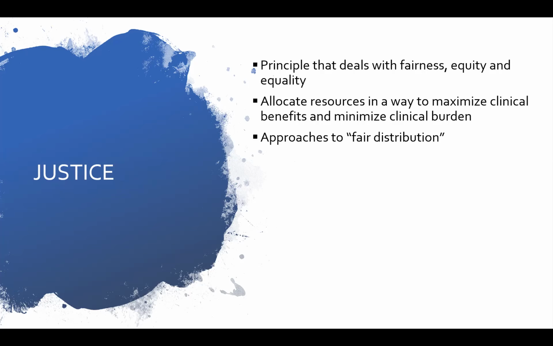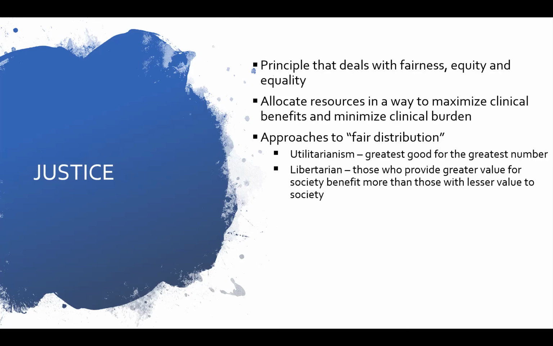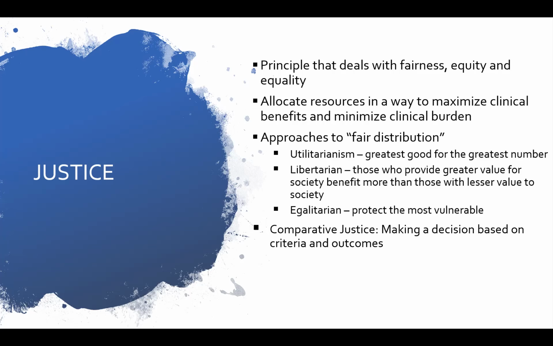Approaches to fair distribution include utilitarianism, which is the greatest good for the greatest number, which is a lot of times the way we respond to MCIs, mass casualty incidents. Libertarian, those who provide greater value for society benefit more than those with lesser value to society. Egalitarian, which protects the most vulnerable. And comparative justice, making a decision based on criteria and outcomes, which is uncomfortable as we work in a system with competing resources and a finite number of resources.